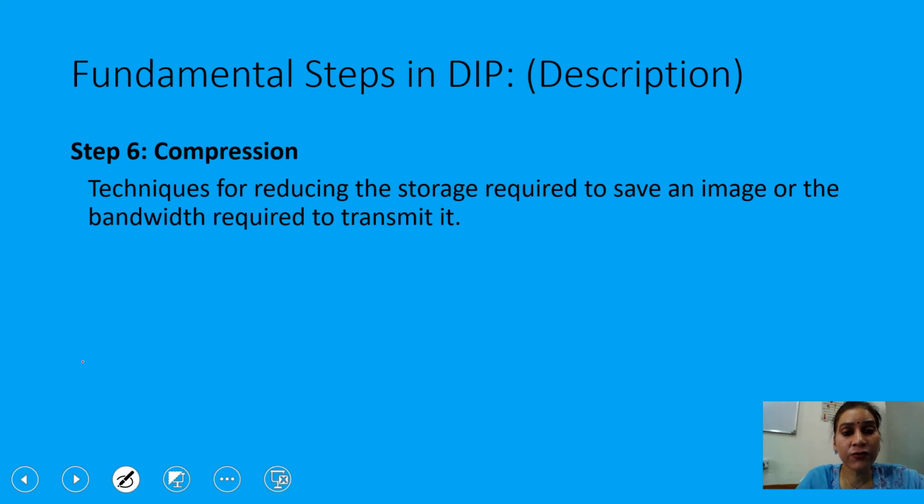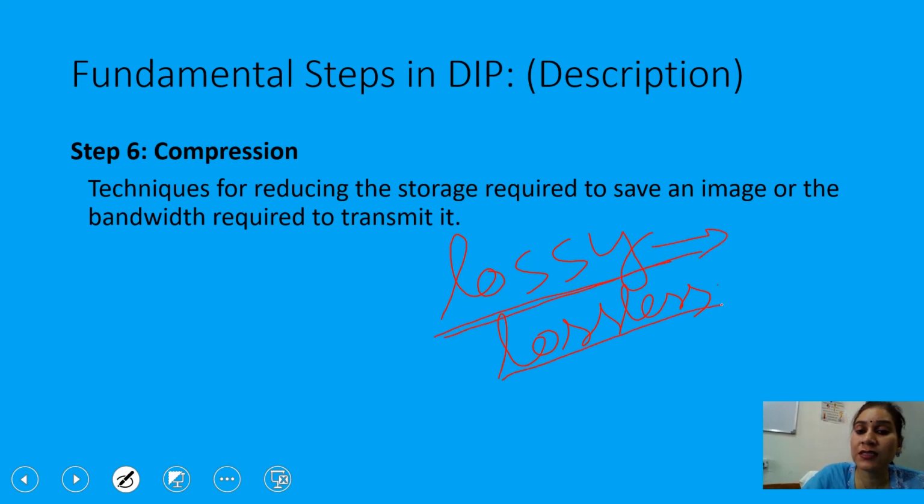Compression: techniques for reducing the storage required to save an image or the bandwidth required to transmit it. When we are compressing images, they take less space and use less bandwidth for transmission. Here we have two types of compression. One is lossy and the other is lossless. Lossy means some information is lost, and lossless means no information is lost.